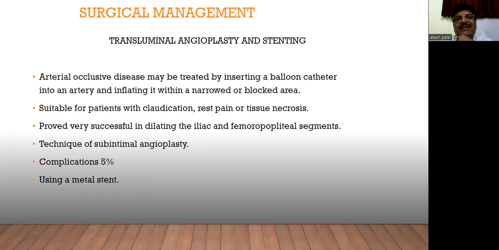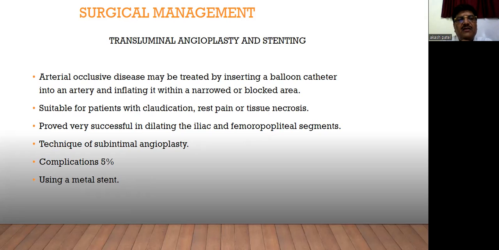And if you put a stent on top of that, you remove the balloon and then mount a stent at the narrowed area which has been opened up, then it is called stenting. So this angioplasty is very successful in dilating the iliac and femoropopliteal segment. Extremely good in iliac, and next is in femoropopliteal segment.